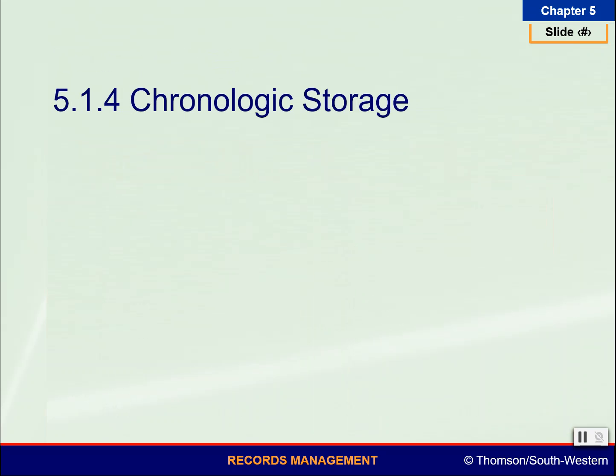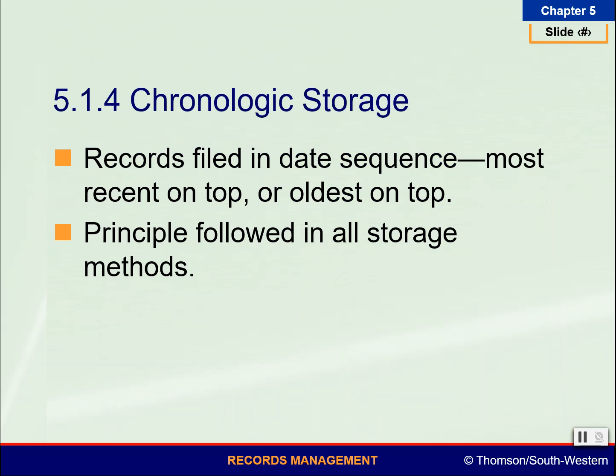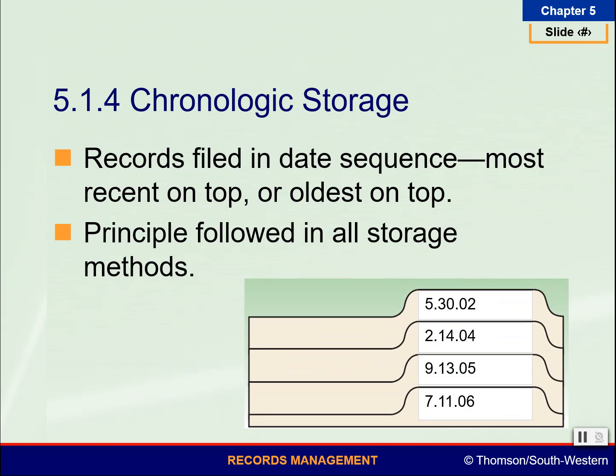So the last one, we are going to learn about chronologic storage. Chronologic storage is a record file in date sequence, most recent on the top or oldest on the top. This principle is allowed in all storage methods. You can see this file. Usually, we can see this kind of file when we use a vertical drawer.